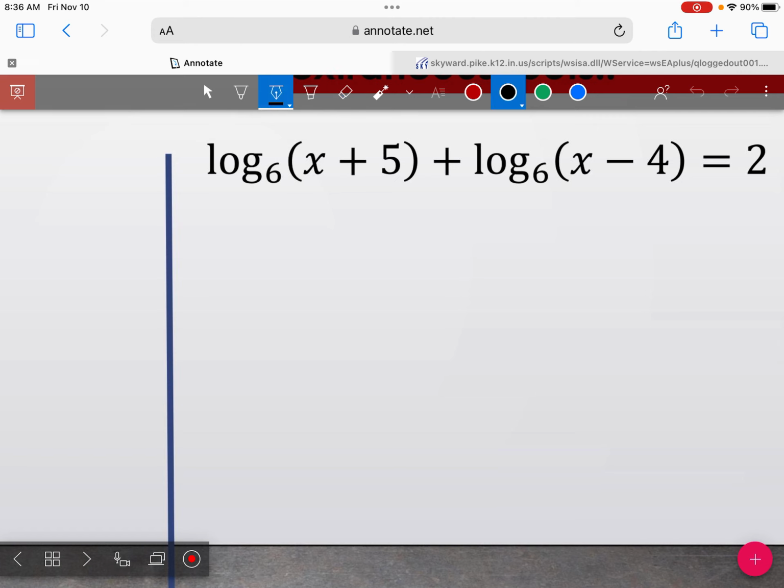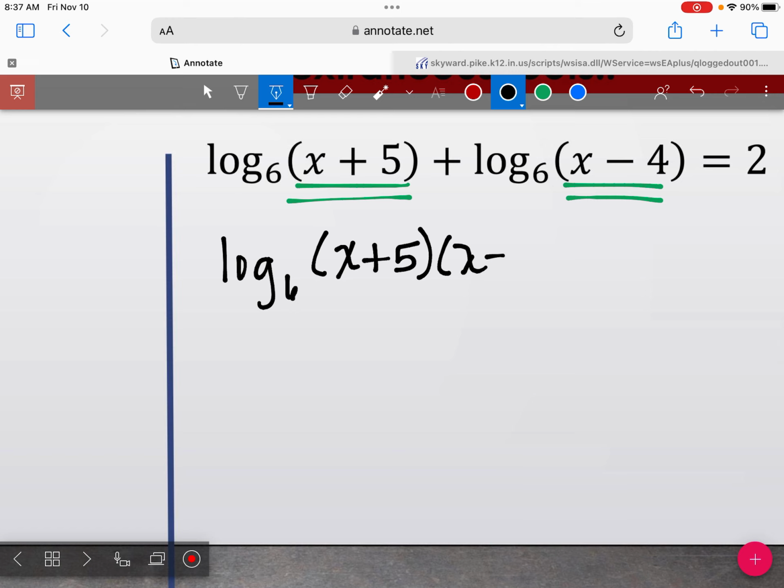All right, so I have the log base 6 of x plus 5 plus the log base 6 of x minus 4. How do you condense that down? That's the first thing you want to do. If you see a question on the test next Friday where it's 2 logs, you have to condense first. If they're being added, that means we multiply. If they're being subtracted, then we make it a fraction. This is added, so we're going to multiply. So that's going to give us the log base 6 of x plus 5 times x minus 4 equals 2.